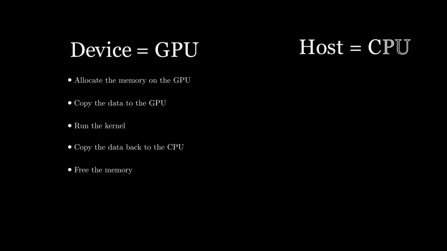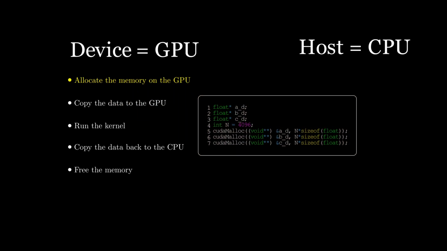Just a quick jargon checkup before showing you the code. CUDA refers to the GPU as the device and the CPU as the host. In order to allocate our memory, we need to first create a pointer, just like in regular C. The underscore d suffix is a common naming convention for marking pointers that are living on the device, so in our case the GPU. And then, again, similarly to C, we call the cudaMalloc function, passing in our pointer and the size that we want to allocate.